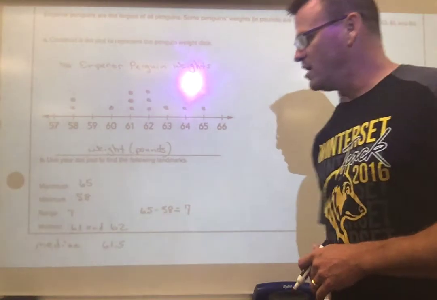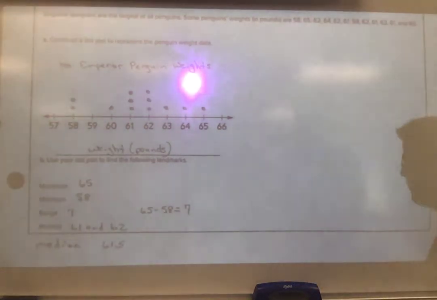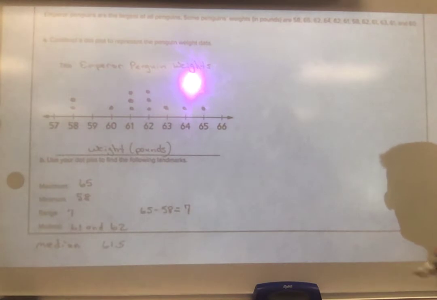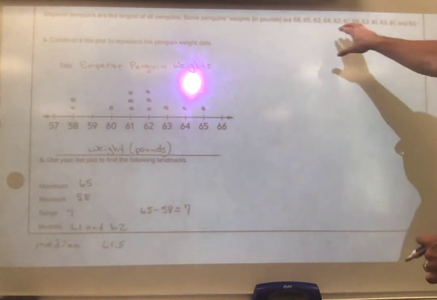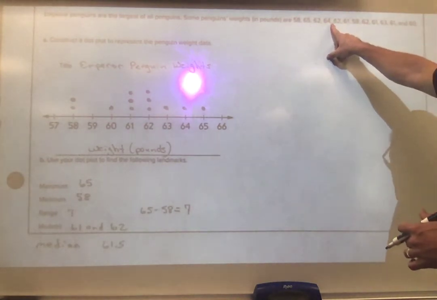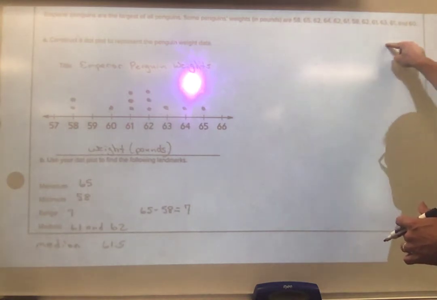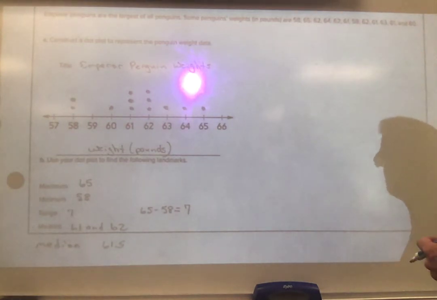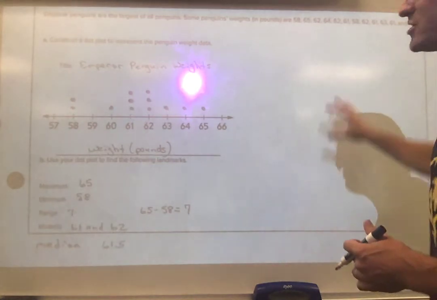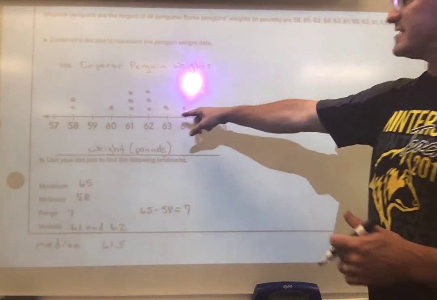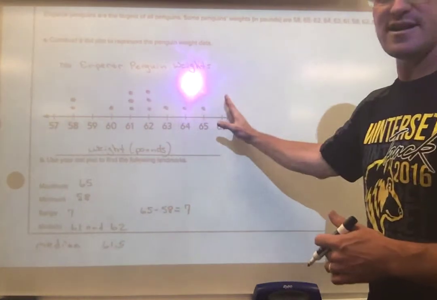Okay, the median then we added down here. The median is the one in the middle. There's a couple different ways we could go about finding the middle weight of these penguins. If I were going to look at this list up here, I would have to put them in order from least to greatest. So sometimes that takes a little more time. Some kids like that. I'm not going to show that right now because it's already in order from least to greatest down here on the dot plot.